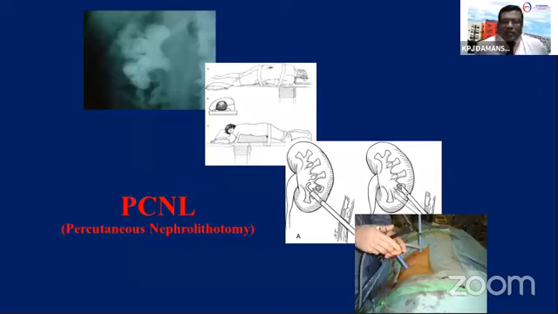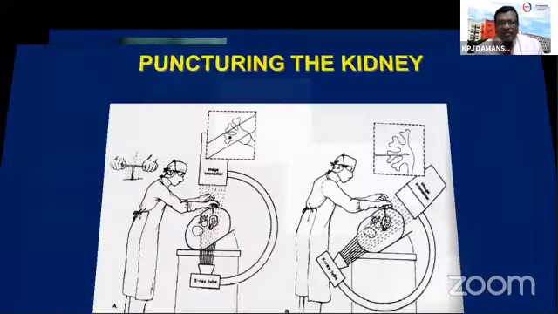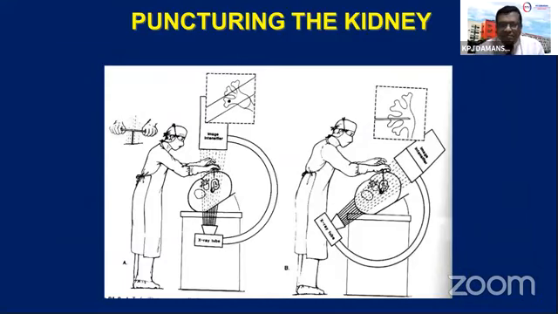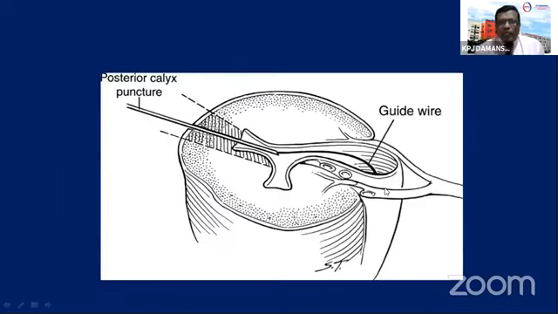Now, the second modality of treatment for kidney stones is what is known as PCNL, also known as percutaneous nephrolithotomy. Very long words, very funny name, but very simple. It's just puncturing the kidney. In other words, we get the patient to lie down on the table, and then after focusing with an X-ray unit, we place a very tiny needle into the kidney, exactly to where the stone will be.